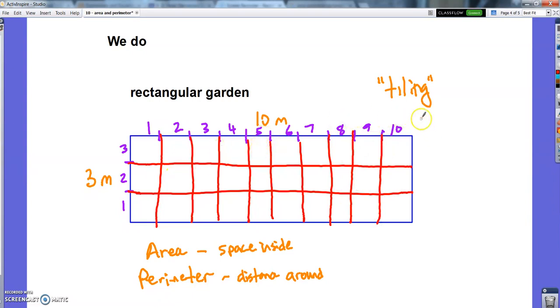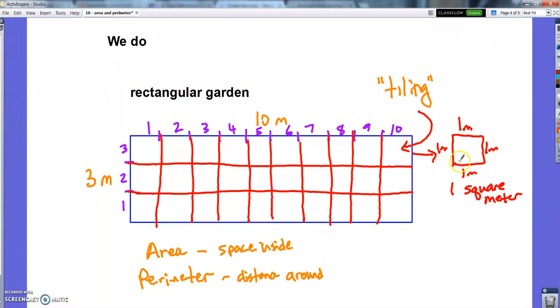I've got my tiles. Those are called tiles right there. Each tile is 1 meter by 1 meter. So we call this 1 square meter. All right, it's like the space in here. So I'm just going to count up. So my area is the space inside. How many square meters are there?